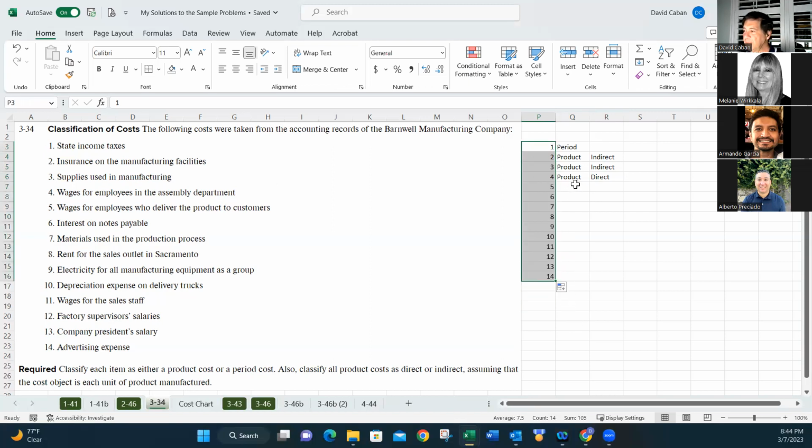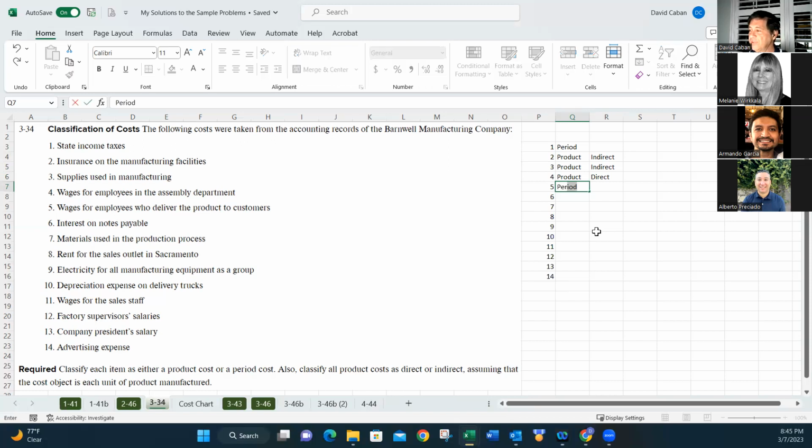Very good. Okay, number 5, wages for employees who deliver the products to customers. Delivery. Is delivery a product or a period cost? Period. It's a period cost, absolutely. Okay, remember that I said shipping? Well, this is similar. This is a period cost. Very good. Interest on notes payable. What do you think that is? Period. It's definitely period, and it's not even operational. That's a non-operating item, right? But we're not going to get into that.